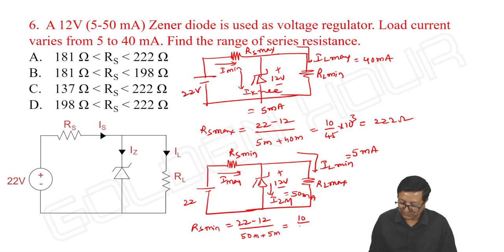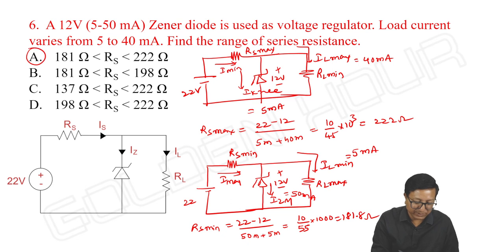10 by 55 into 1000. Okay. 181.8 ohms. So what is the range? 181 to 222. Option A is correct.